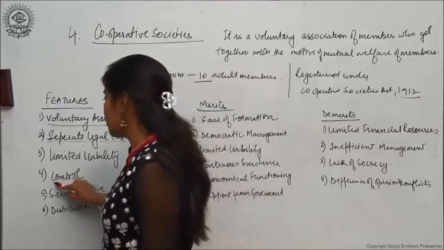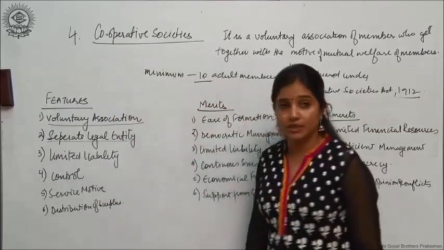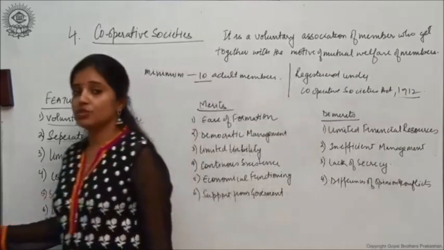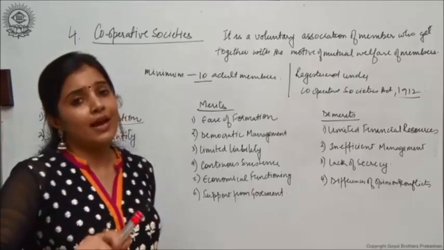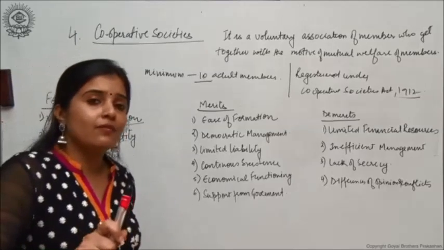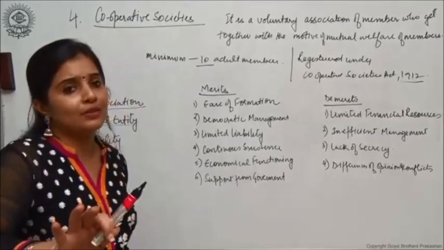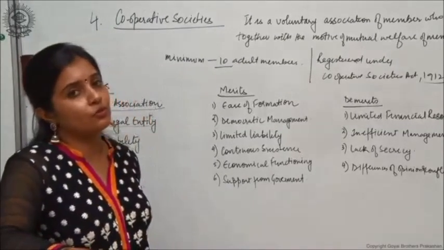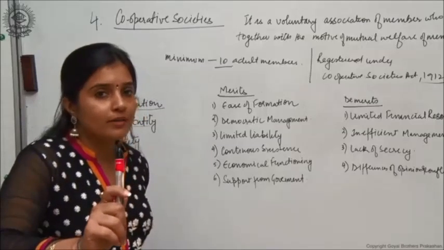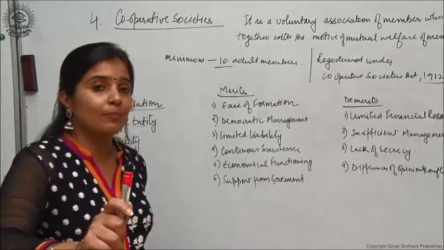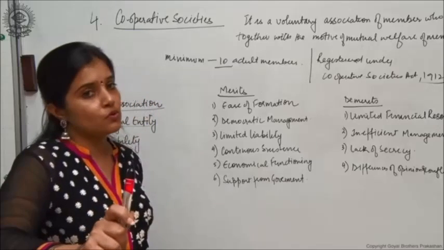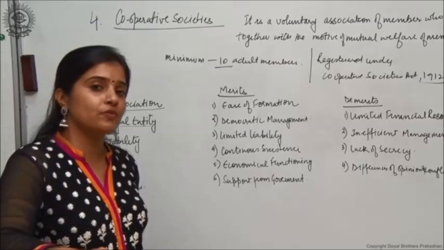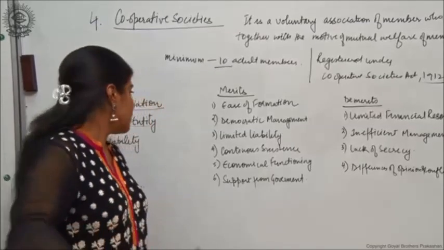Then comes control. There is a democratic control in cooperative societies wherein every single member will have one vote. Right? Every member will have one vote irrespective of the amount of capital that you've contributed in the society. Whether you've contributed 10,000 rupees or 10 crore rupees, each member is going to have one vote. So the principle of one man, one vote is applicable in case of cooperative societies. Generally, it is asked in the question paper also, name the principle which is applicable in case of cooperative society. So it is one man, one vote.